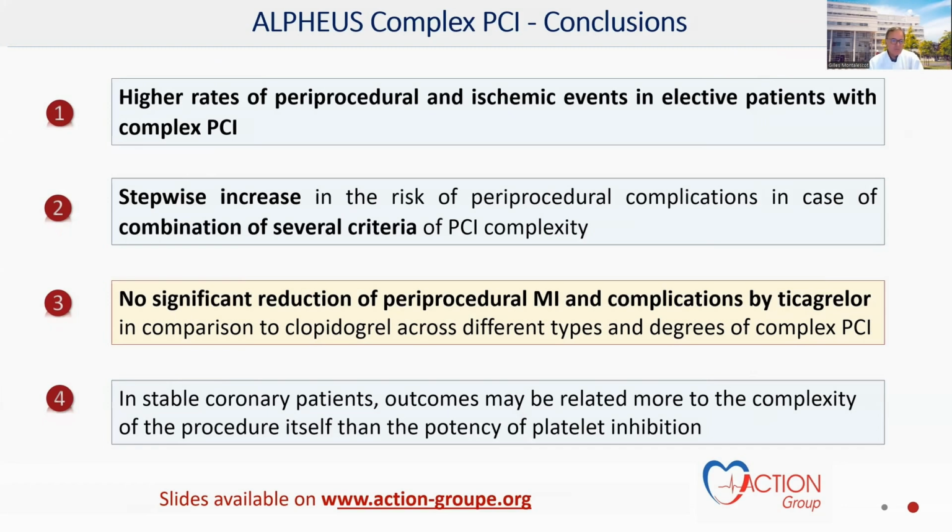In stable coronary patients, outcomes may be related more to the complexity of the procedure itself than to the potency of platelet inhibition. And I think our studies and subset analysis, as well as the Sasikaya study, both go in the same direction to say the gold standard treatment for elective PCI, whatever the degree of complexity, is aspirin and clopidogrel.